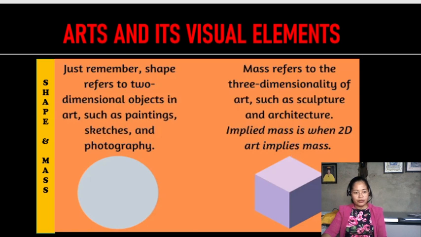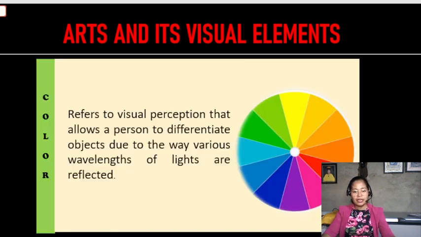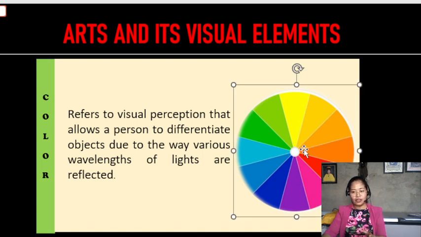Okay, now we go to the third, the most interesting element of art, the color. Okay, color refers to visual perception that allows a person to differentiate objects due to the way various wavelengths of lights are reflected. Okay, now so this is the color wheel. It was invented in 1666 by Sir Isaac Newton, who mapped the color spectrum onto a circle. Okay, so the color wheel is the basis of the color theory because it shows the relationship between colors. Colors that look good together are called a color harmony.